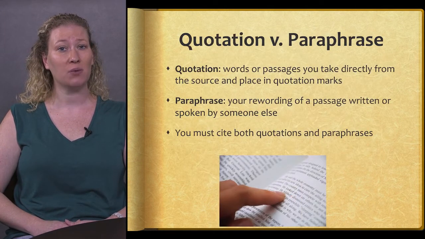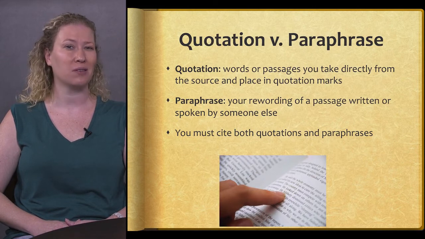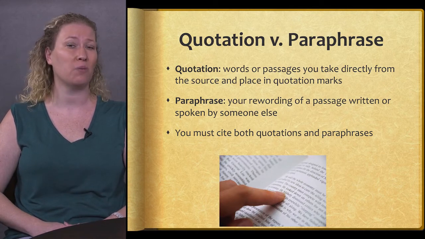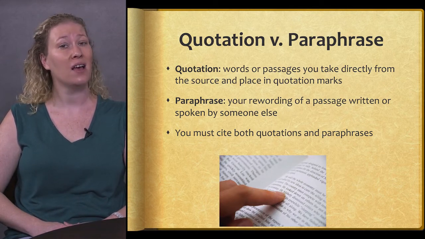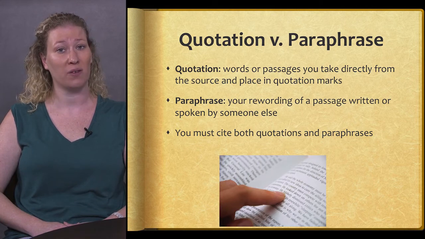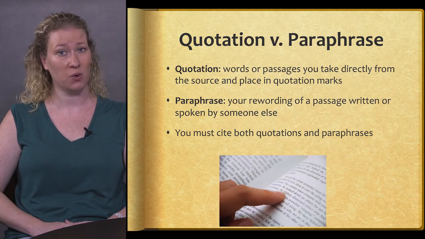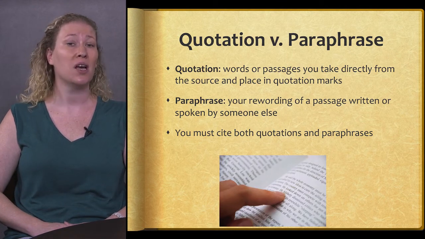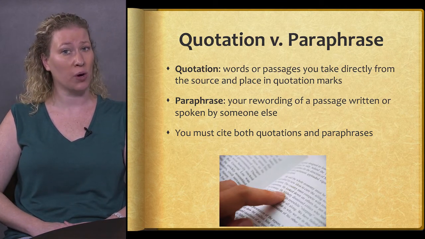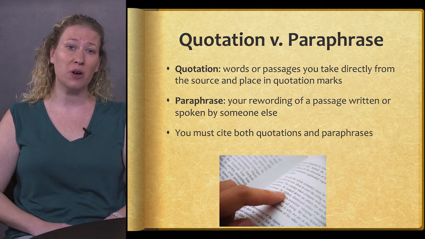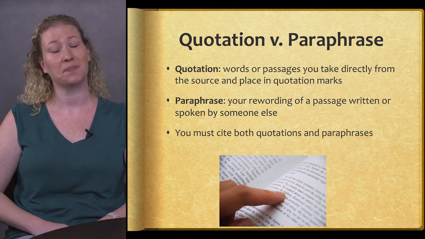Though most academic writings require a strong mix of summary, paraphrase, and quotation, the literature review only uses quotation sparingly, relying more heavily on paraphrase in order to convey ideas and demonstrate understanding on the part of the writer. Where quotation takes words or passages directly from the source and places them in quotation marks, paraphrase is the writer's own rewording of a passage written or spoken by someone else, often to increase clarity. Both quotations and paraphrases require a citation.